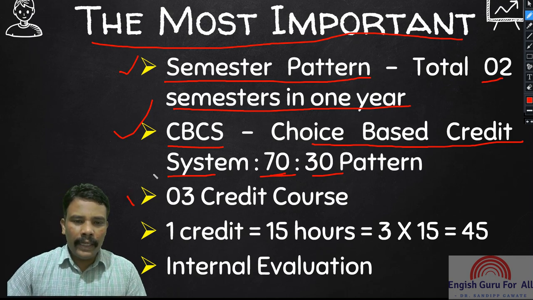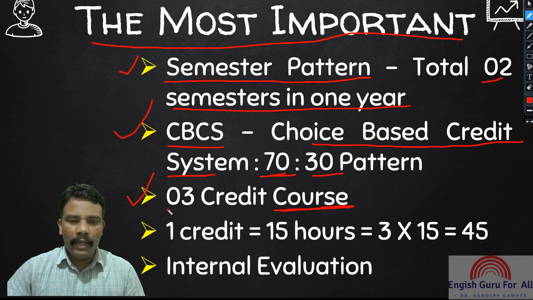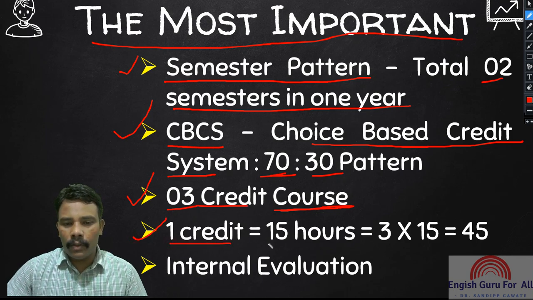Now, a 3 credit course. This subject is called what? Course, Compulsory English. So this is of 3 credits. What does it mean? 1 credit is equal to 15 hours.